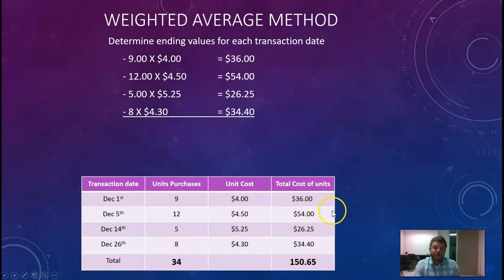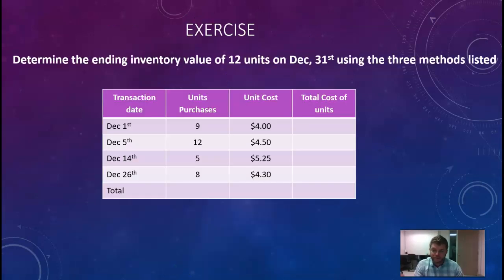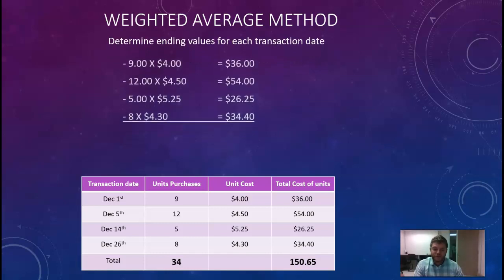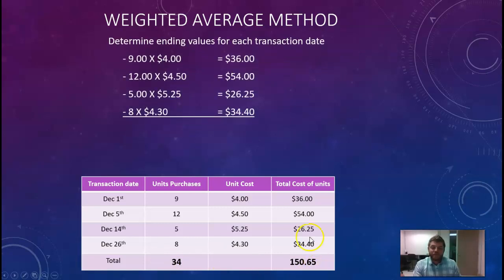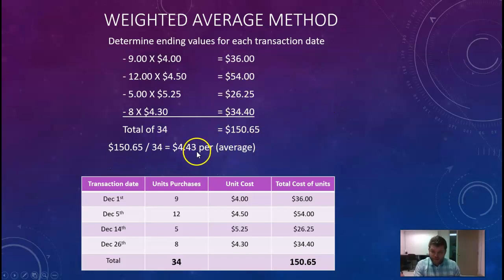You can come up with your totals and determine that you spent $150.65 and you purchased 34 units. What are we even buying here? It doesn't say, of food. So 34 units for $150. Basically, if we are doing weighted average, we take $150 divided by the 34 items, and we get an average of $4.43 per item. And if we have 12 remaining, we multiply that $4.43 by how many we have left on our shelf, and we come up with a $53.16 ending inventory value.